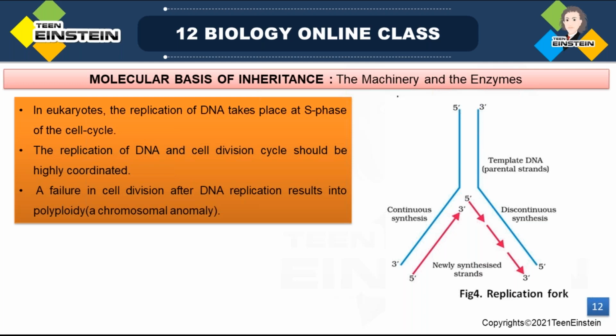So the replicated DNA will be there. There will be extra DNA in that cell, but the division won't happen. So the division is a failure. In that case, DNA content will be more. The number of chromosomes will be more because the replication process is over, but the division is pending. So in such cases, cells will have more DNA content, and that creates a chromosomal anomaly, or polyploidy.